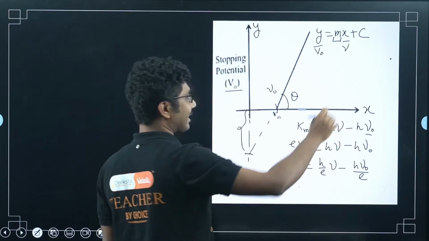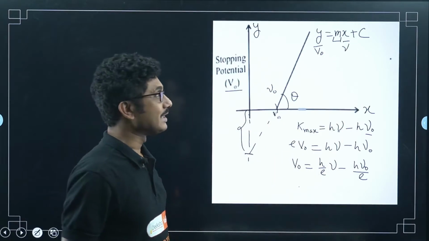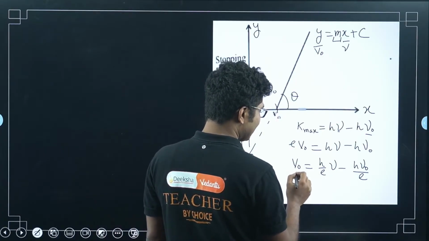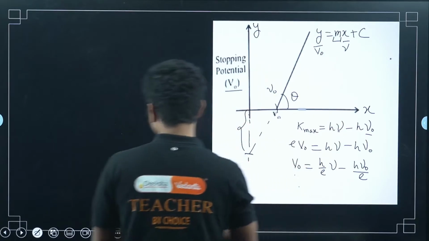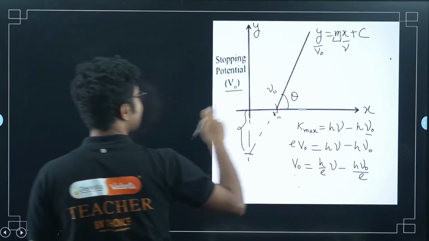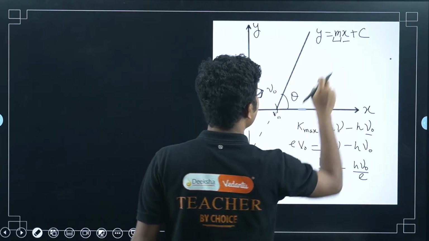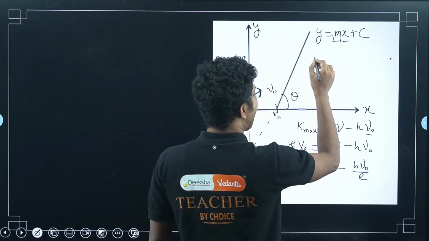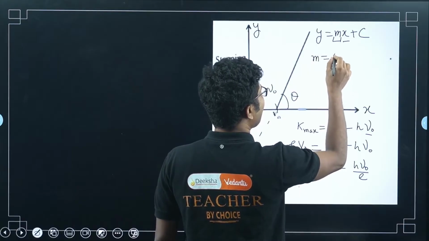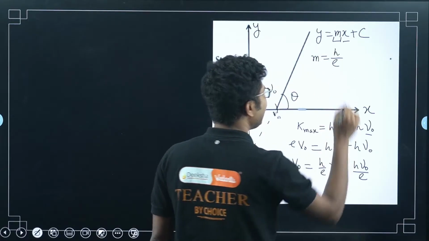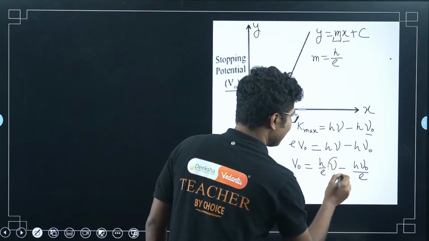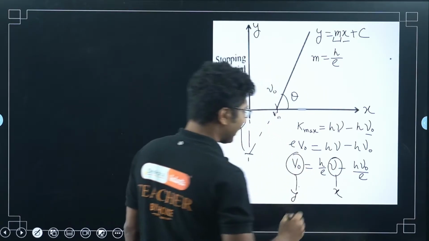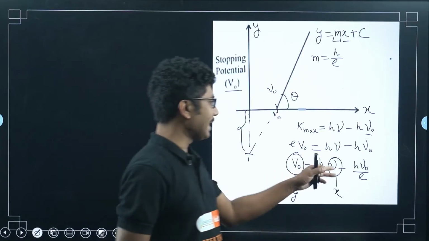Okay, so nu is along the x-axis, v naught is along the y-axis. So the only thing that you can write is y equals to this. If you compare these two equations, y is equal to mx plus c, then from this comparison you can simply write m equals h by e. This is x, this is y, right? So y is equal to mx plus c.